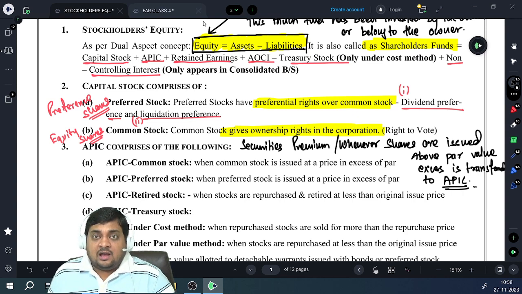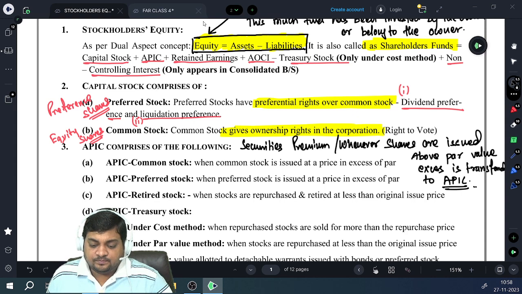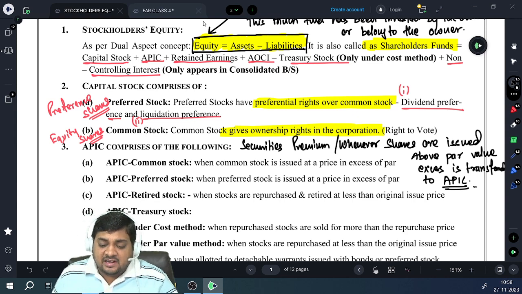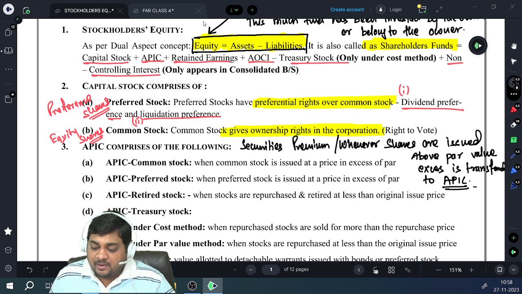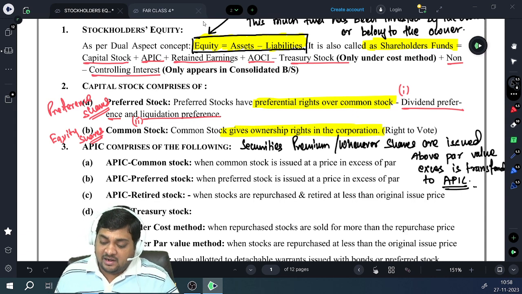So, we are now into the second component of stockholders equity, that is the APIC, additional paid in capital. Now, additional paid in capital can arise when you issue common stock at premium. Additional paid in capital can also arise when you issue preference shares at premium, right?